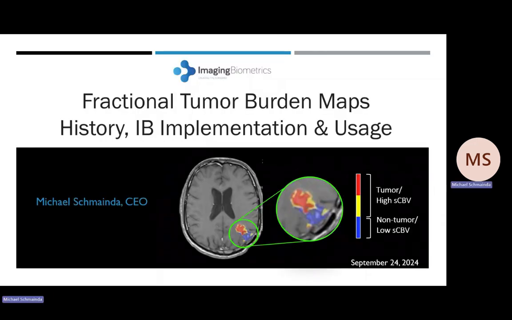Thank you, Linda, and welcome everyone to our IB Users Group webinar series. Today we are showcasing our fractional tumor burden mapping technology. This is an advanced imaging solution that uses two of our products, IB Delta Suite and IB Neuro, and is used to help clinicians treat patients with brain tumors.